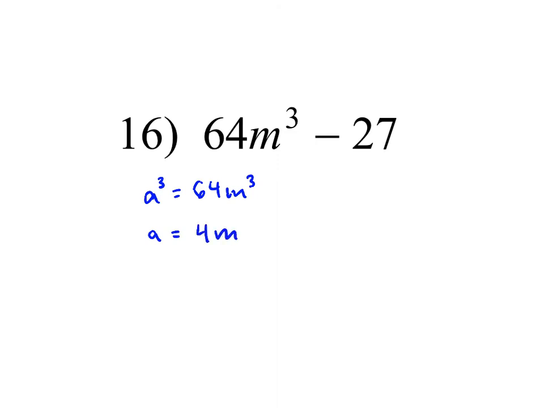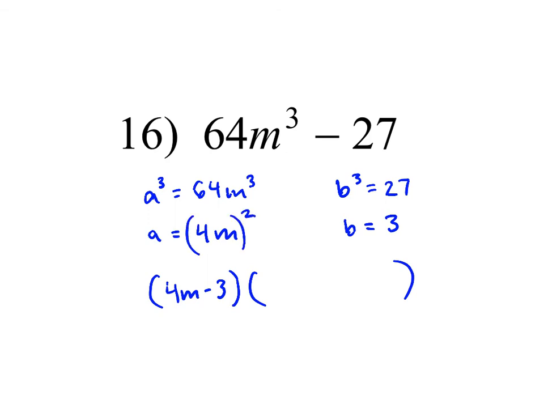4m, perfect. And if b cubed is equal to 27, what's b equal to? 3. So we plug it in. We start with a minus b this time. So how do we write that? 4m minus 3. And then we have a squared. 16m to the second power, perfect. Then plus a times b.